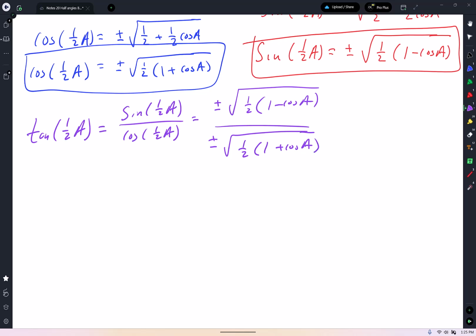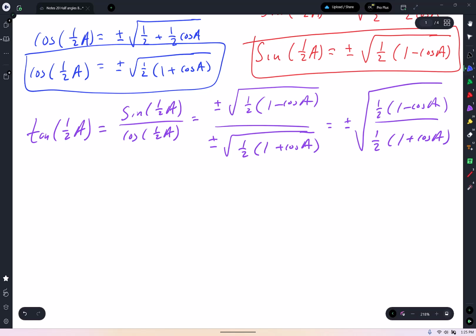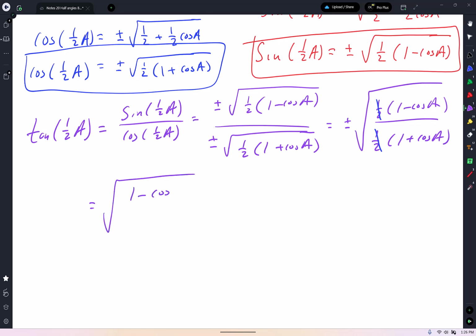Law of exponents. I see a square root on the top and a square root on the bottom, so I can do one giant square root. Plus or minus the big square root of 1/2 times (1 minus cosine A) over 1/2 times (1 plus cosine A). What's going to cancel? No, not the cosine. The halves. Bam, bam, get them out of there. So now I have the square root of 1 minus cosine A over 1 plus cosine A.